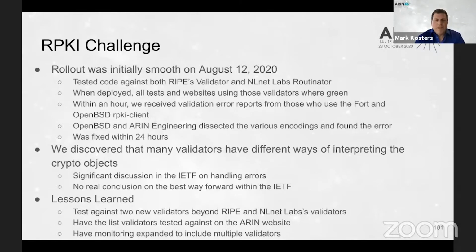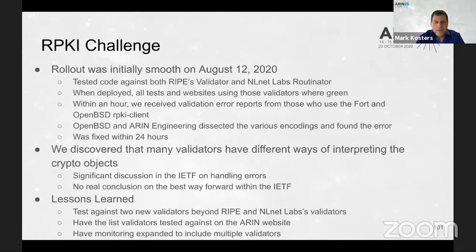As we went through this process, we discovered that there are many different validators that have different ways of interpreting these crypto objects that come out of the RPKI system. This led to a very significant discussion within the IETF, which is the internet standards body for the internet, on how to handle these errors. And frankly, there was no good or firm conclusion on the best way forward within the IETF. This is something we're looking for guidance from the IETF on.